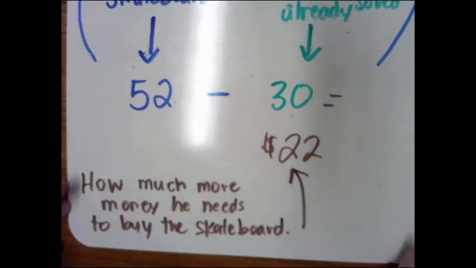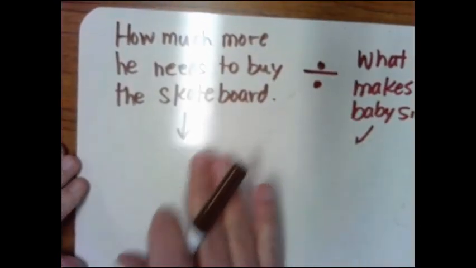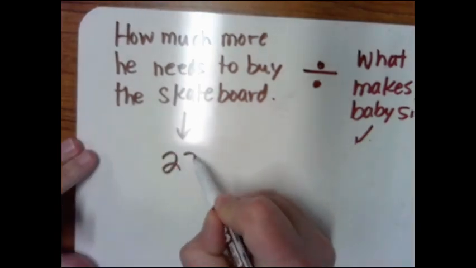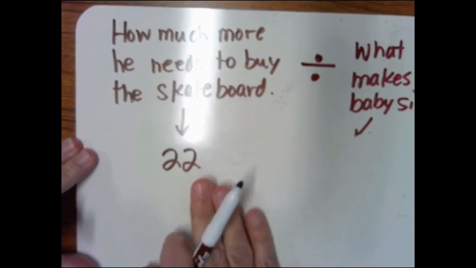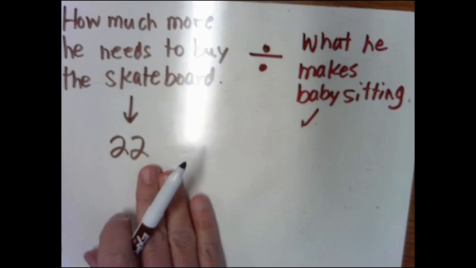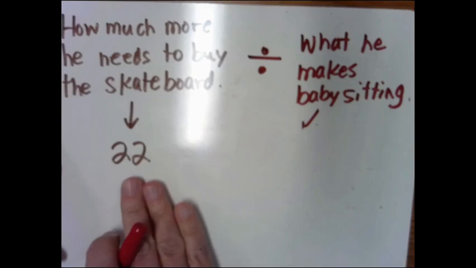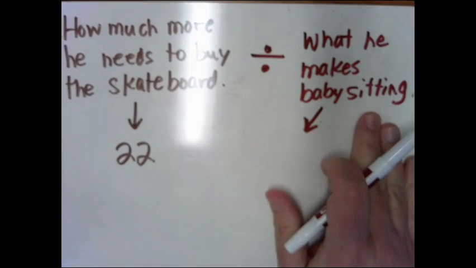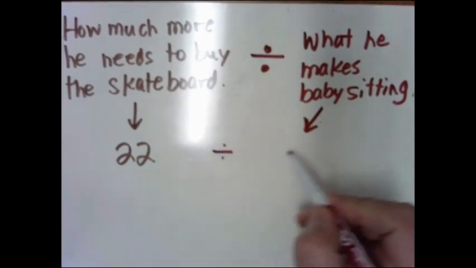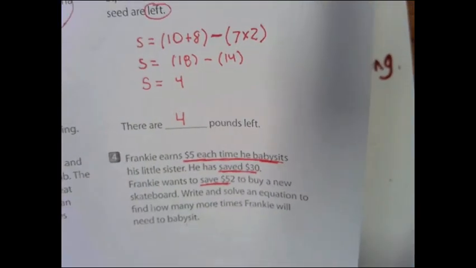So that leads us to the second part of this problem. He needs $22 more to buy the skateboard. He's almost there, but he's not quite there. Then we need to take this $22, which is how much more he needs to buy the skateboard, and divide it by what he makes babysitting every time, which, according to the problem, is $5 every time he babysits.